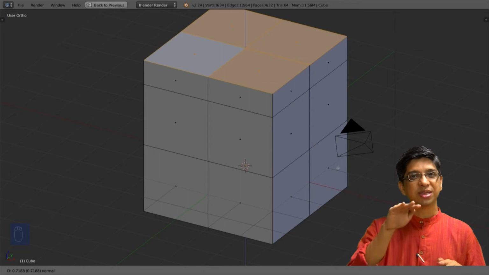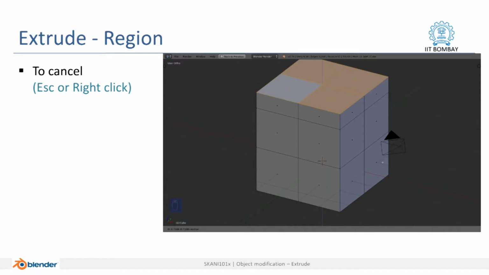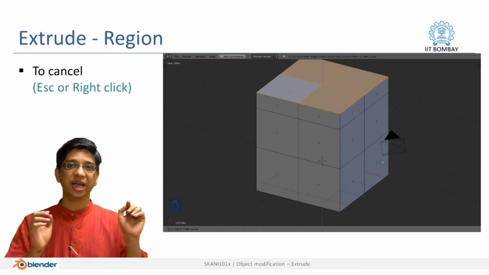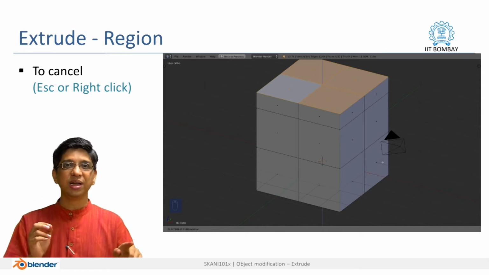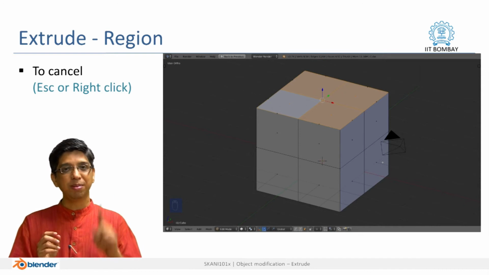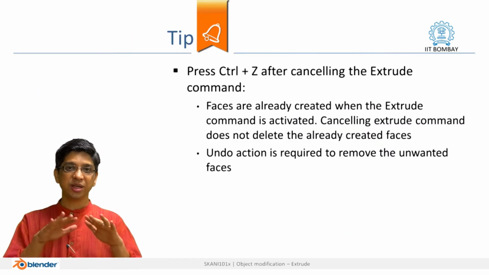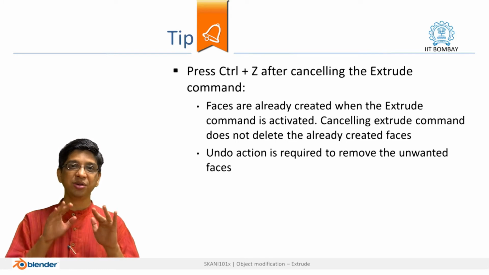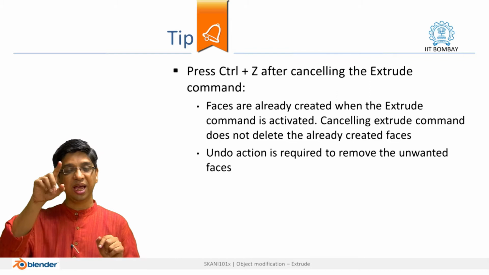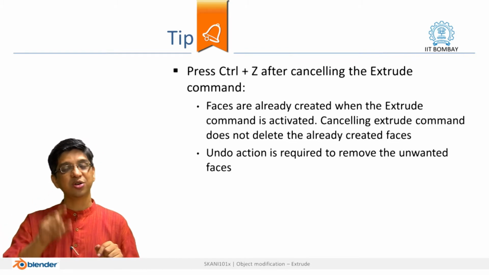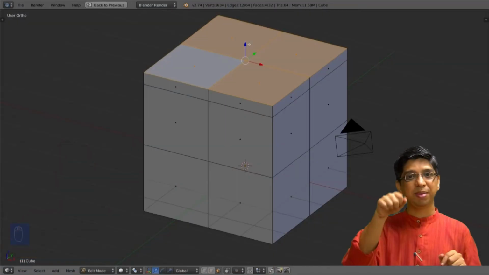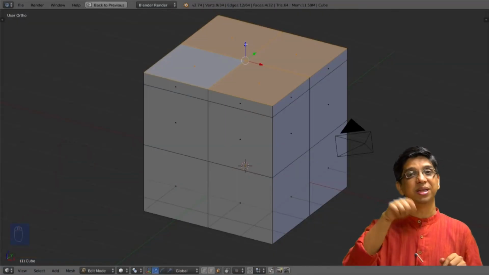After we come to this level, suppose we decide that we do not want to extrude now. One option is trying escape, which will immediately go back to its original position. But remember that the faces which were created for extrude have not been cancelled yet. It is just this extruding what you had tried has got cancelled, but the faces still remain there, and if you pick them up again for extruding, it will still be there.